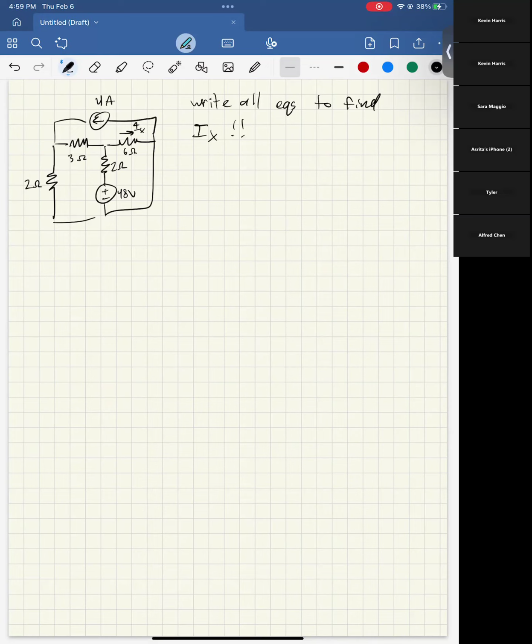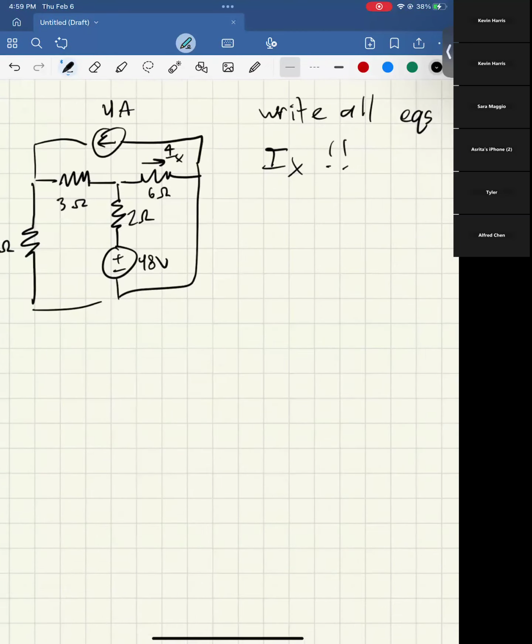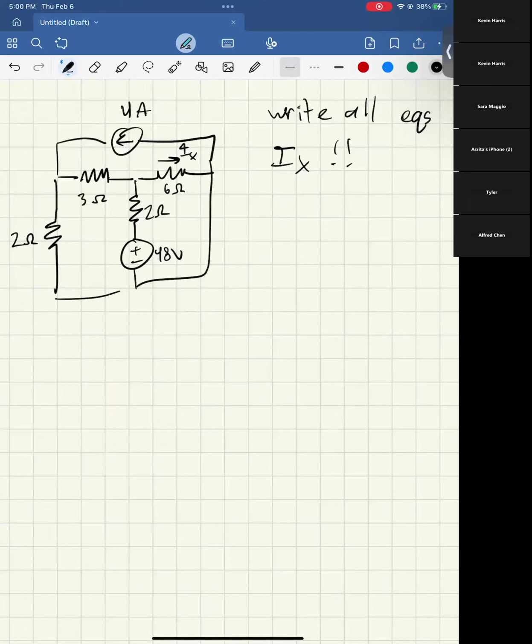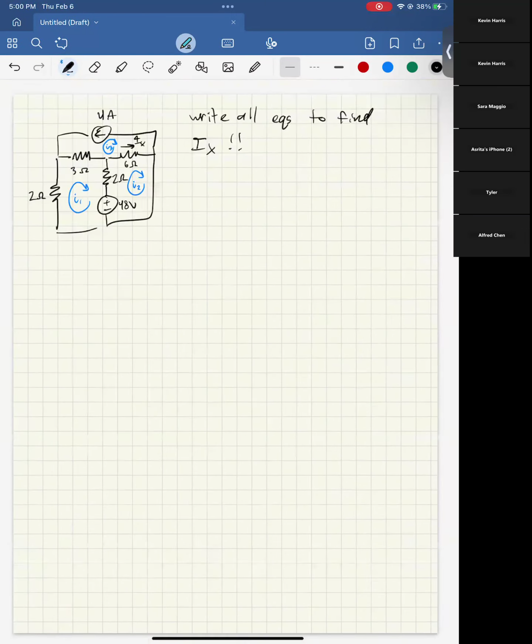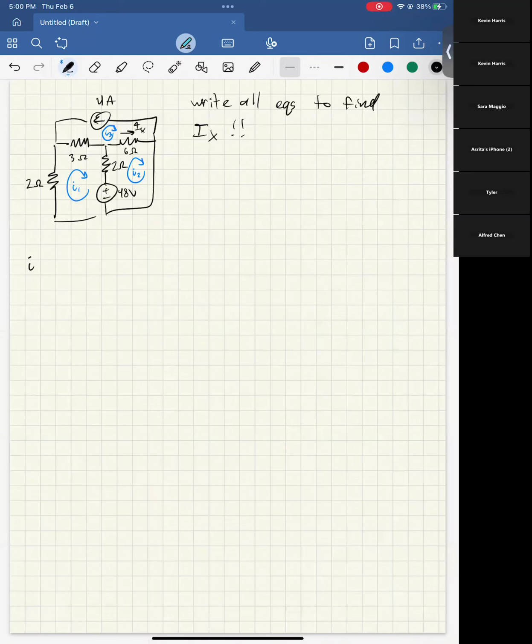So what we have here is 3 meshes. We're going to start by labeling which direction our currents are flowing. As I said, I always like doing them all clockwise. You can pick whatever you want, but just be consistent with your math. I'll arbitrarily call that one I1, I2, and this one I3, and then I'll get to writing equations. So probably label your equations.